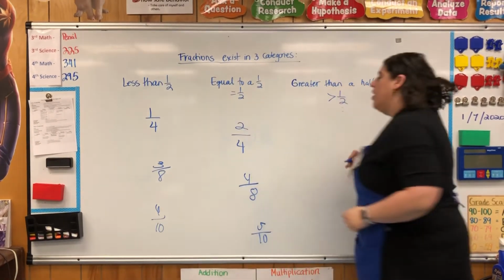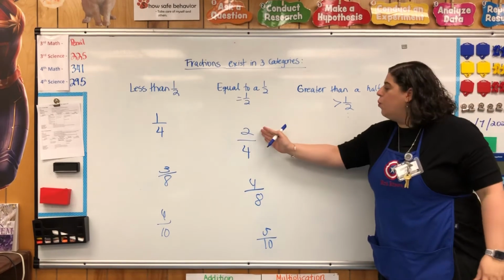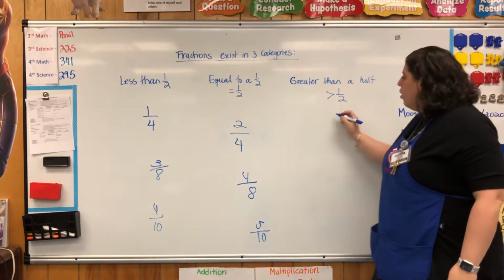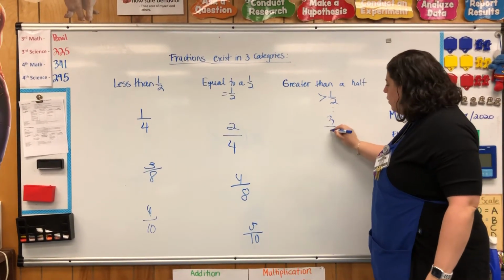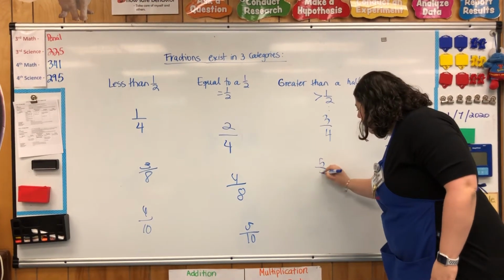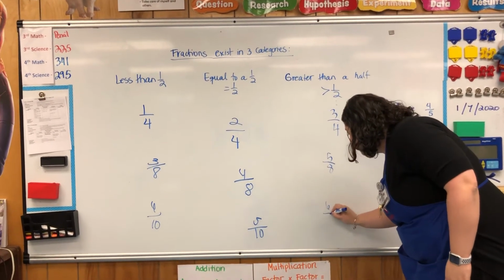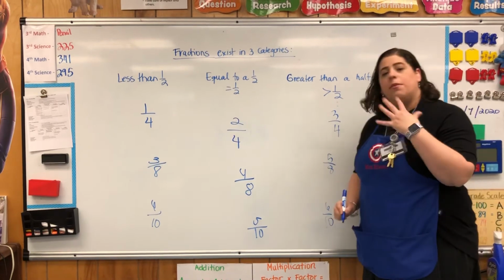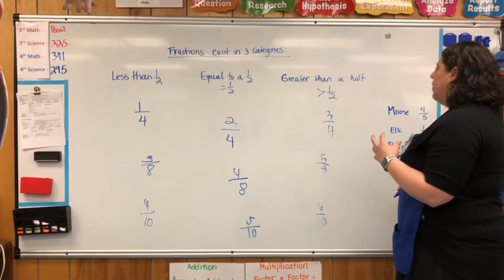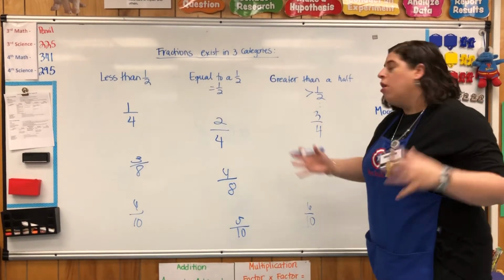In order to make a greater than 1/2 number, you do the opposite. You do one more than half of that number. So for 2/4 could be 3/4, for 4/8 could be 5/8, and for 5/10 it could be 6/10. When I think of numbers in these 3 categories, it's easy for me to classify and order more than 2 fractions.